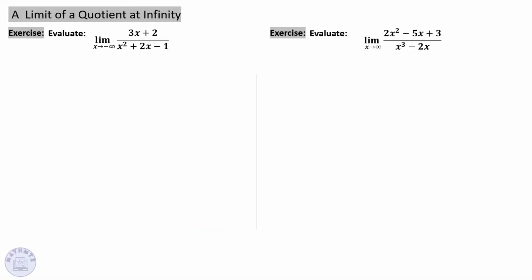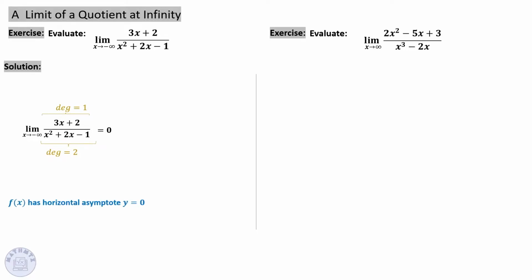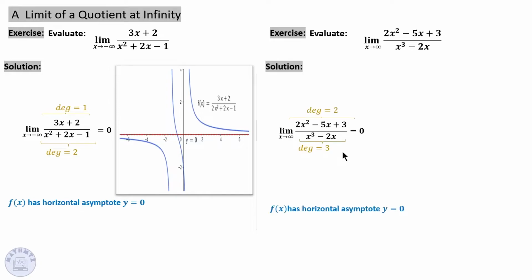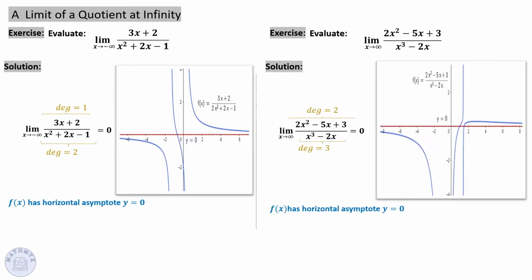Here are 2 questions. Pause the video and then come back to check your answer. Well, according to the result, since the degree of the bottom is larger than the one in the top, the limit is approaching 0. Again, we have a horizontal asymptote at y equals 0, and therefore the limits at infinity and negative infinity basically approach 0. This one is easy.